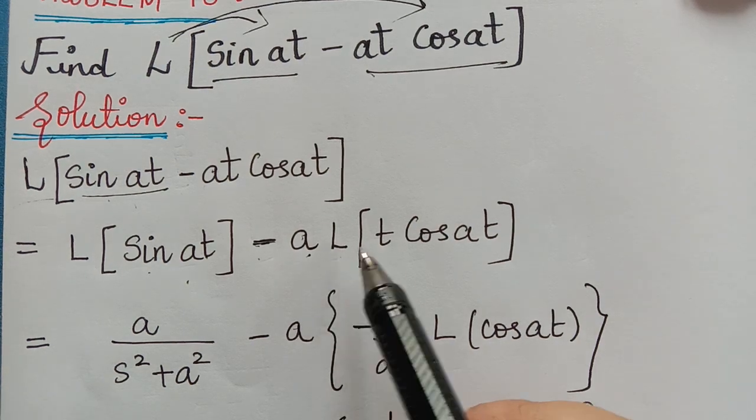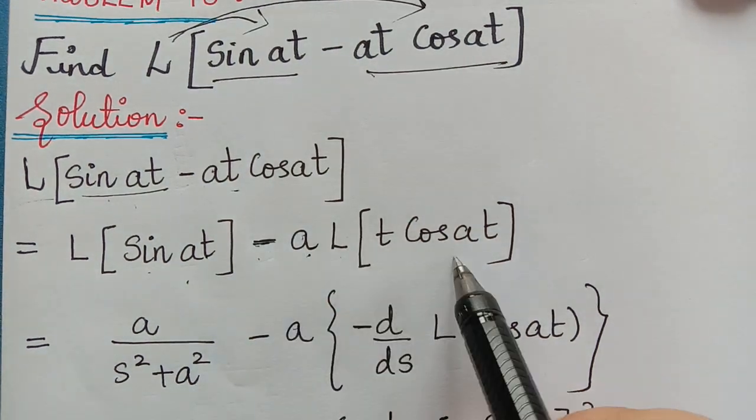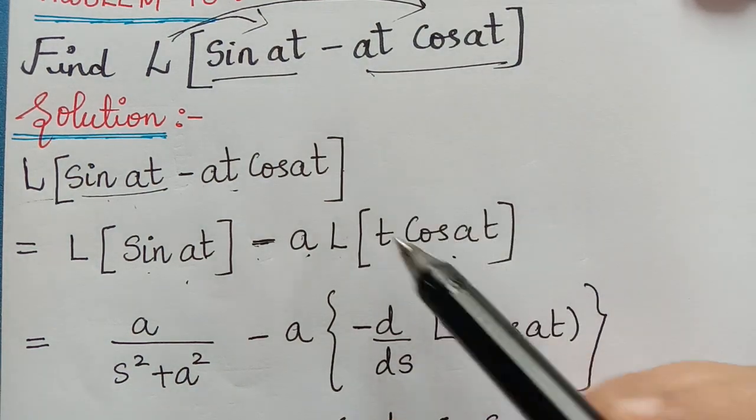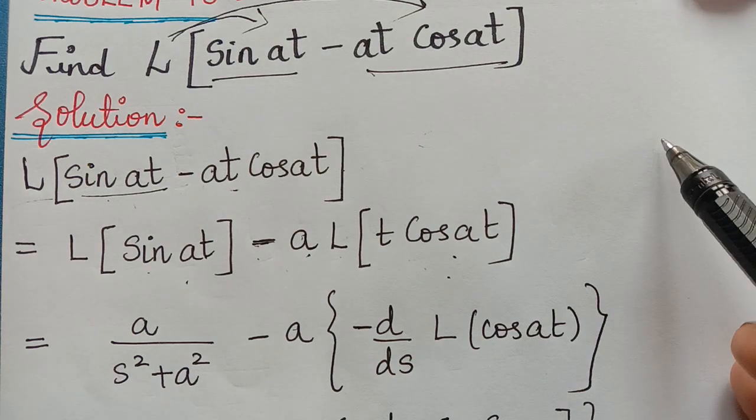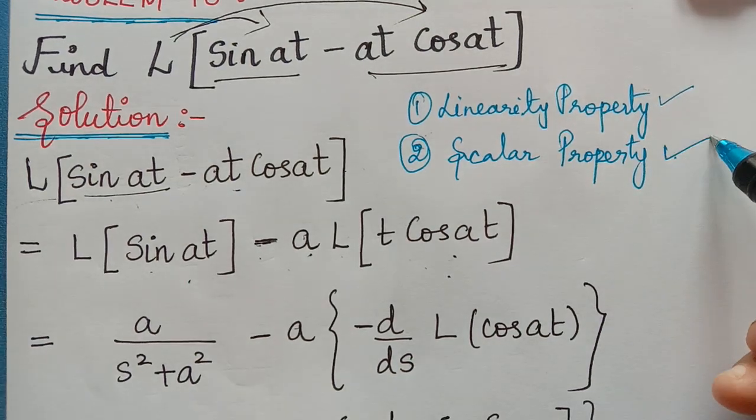So we get the Laplace transform of t cos at. The two properties that we have used here are the linearity property and the scalar property. So let me write that here. I have written these two properties we have used.